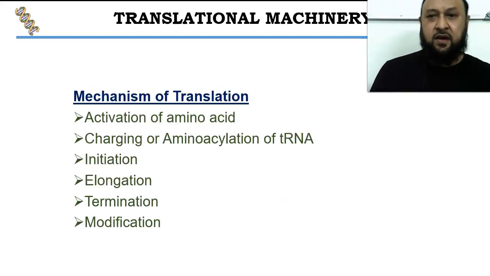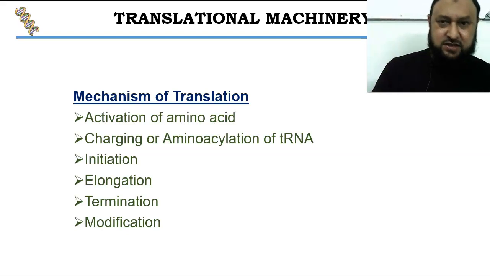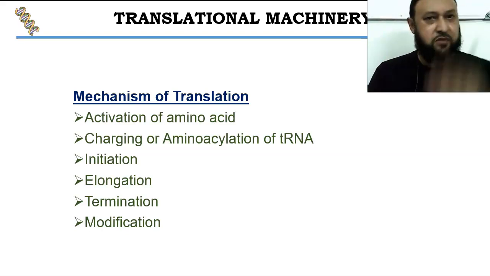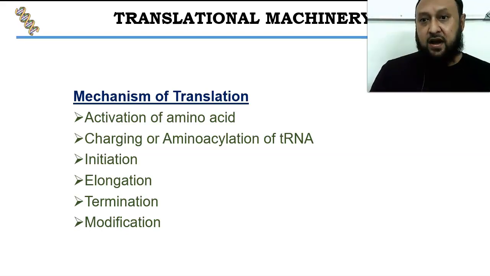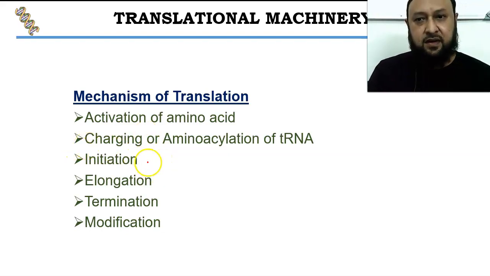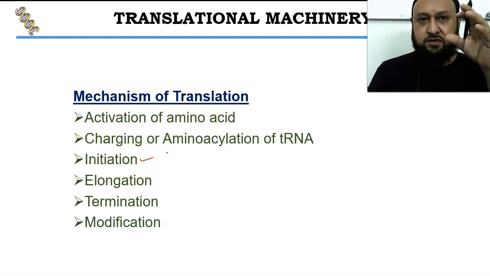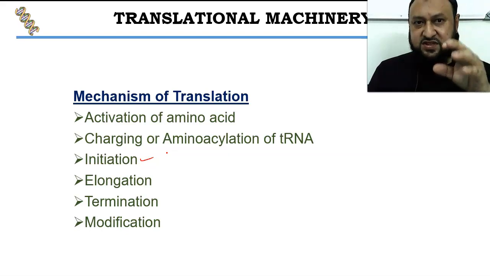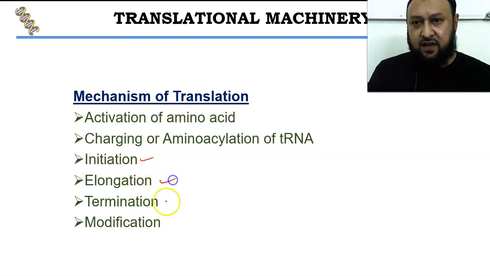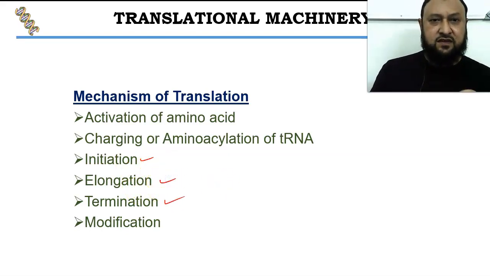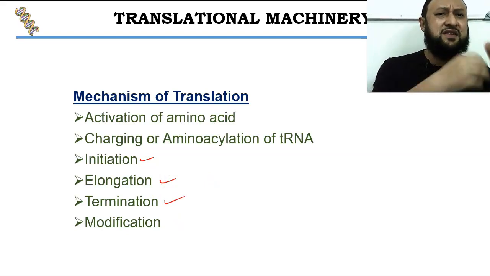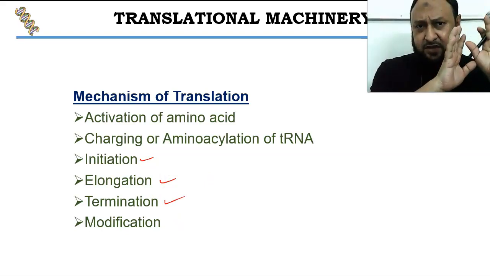Now in the mechanism of translation, there are different processes. The main processes, which are mainly observed, are initiation, elongation and termination. Modification is something that takes place after synthesis of the polypeptide chain.